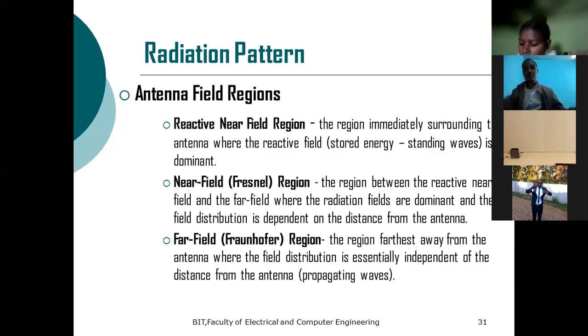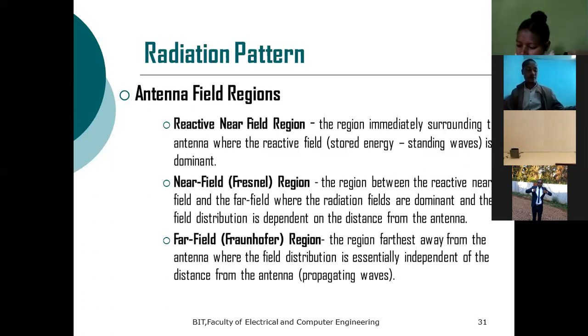The near field region is the region between the reactive near field and the far field, where the radiation fields are dominant and the field distribution is dependent on the distance from the radiating element. The far field region is the region farthest away from the radiating element, where the field distribution is essentially independent of the distance from the antenna.